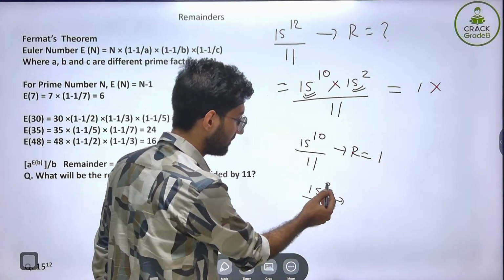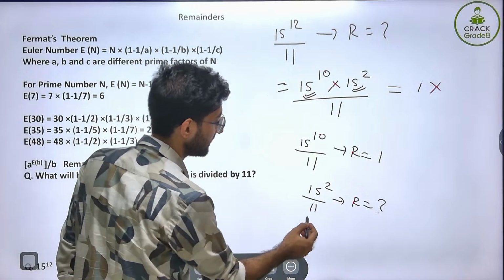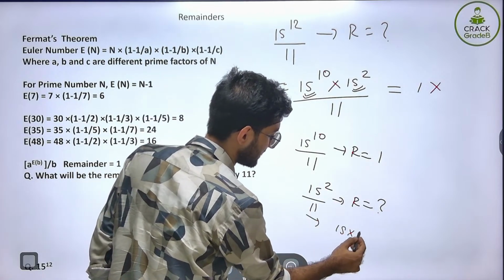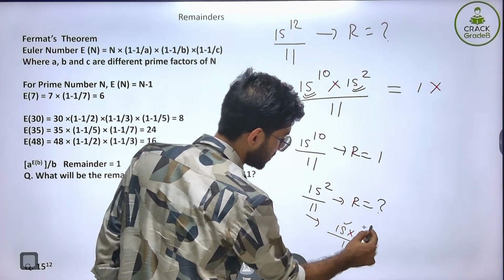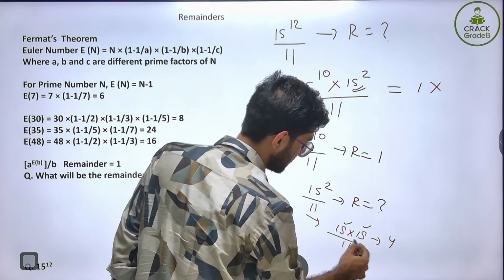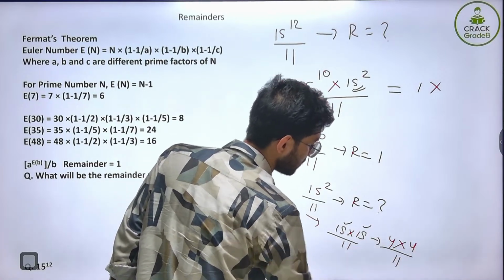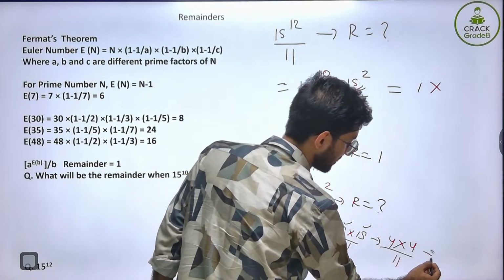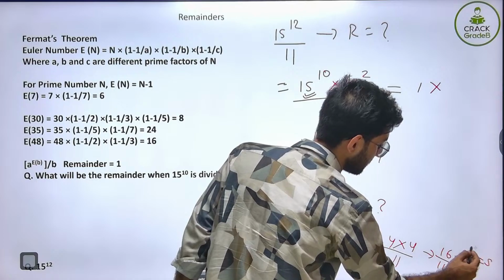So if you divide 15 to the power 2 by 11, we have learned earlier that this is basically 15 into 15 by 11. If you divide 15 by 11 separately, the remainder is 4. So 4 into 4 by 11, so again 16 by 11. So what will be the remainder? The remainder will be equal to 5.